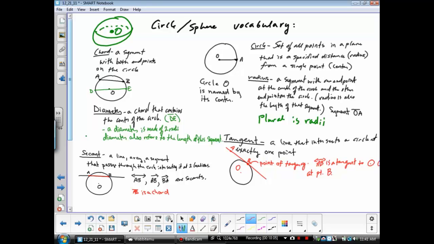Is it golf ball one? Kind of. It's like a golf ball. They got it. Yep. Okay.